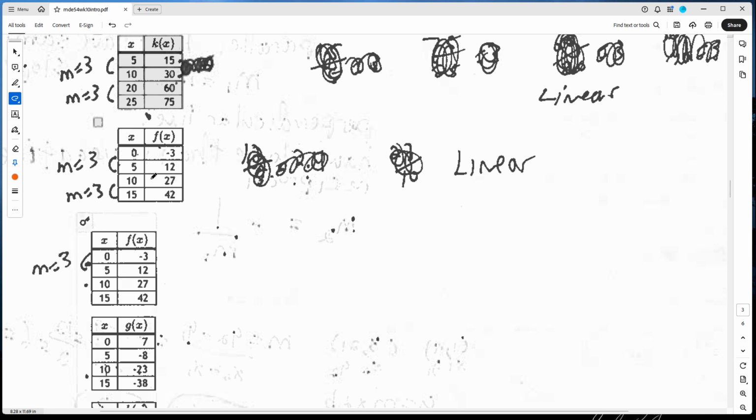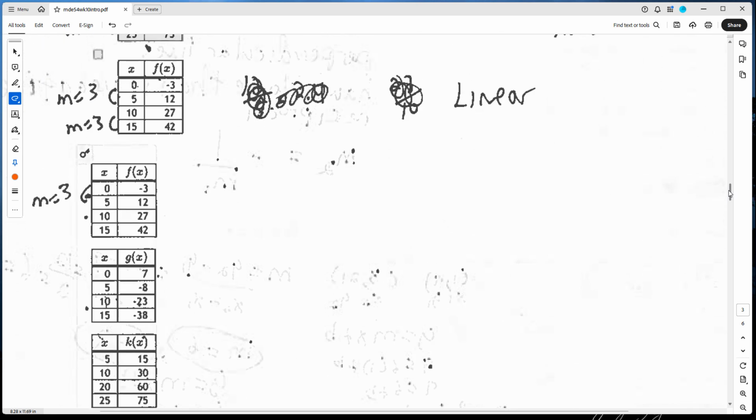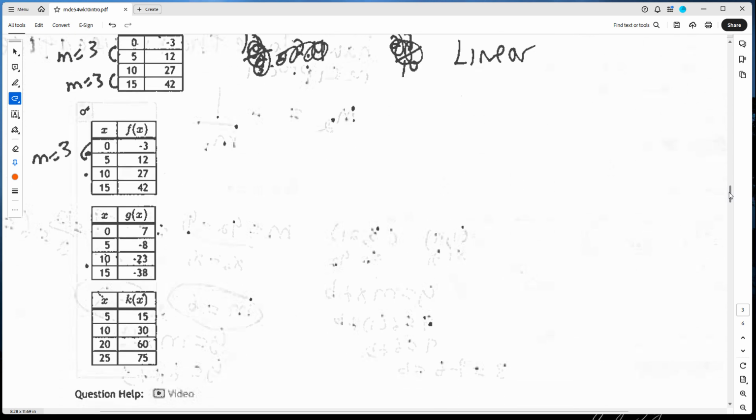And this one here, you take the first 2 points and find the slope. It's 3, then you take the next 2 points and find it's 3. So that one could be linear. So that's what you end up doing there. And then they give you the ones that are linear.